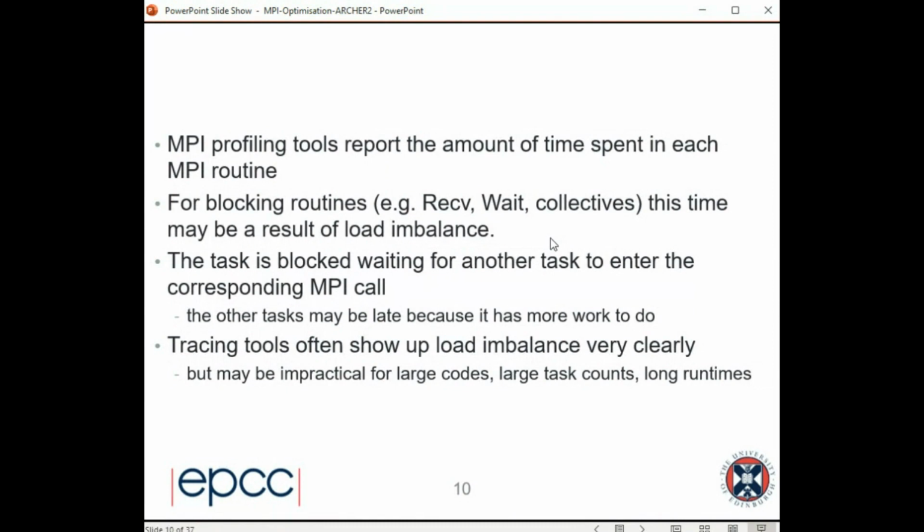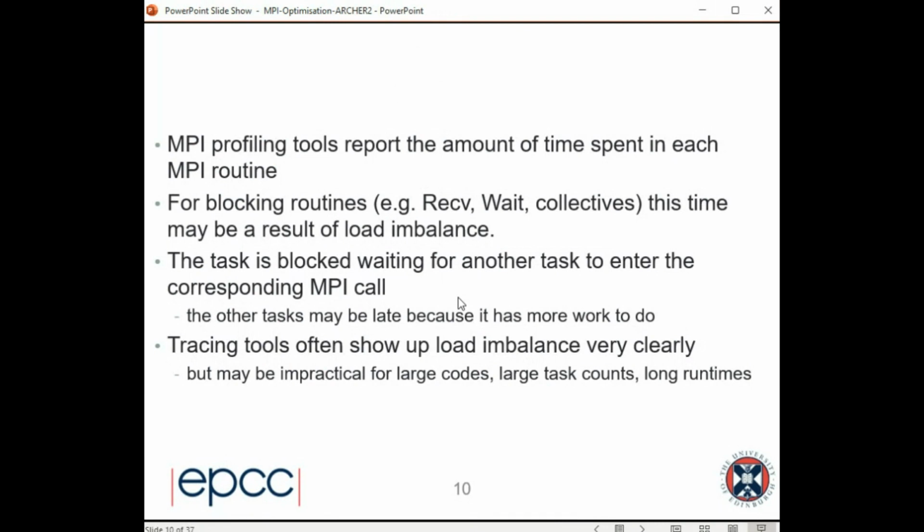On ARCHER2, we have a Cray product called CrayPat, the Cray Performance Analysis Tool, I think. But in general, there's a portable, open source one called Scalasca, and we ran a course on that recently. So if you do want to find out where your program is spending its time, a good first stop would be to look at the Scalasca tool, which will report that kind of stuff.